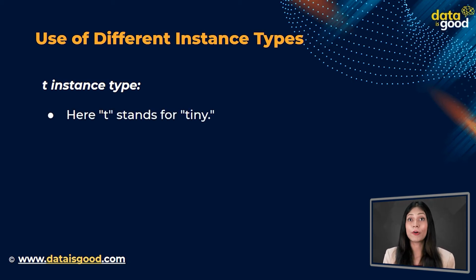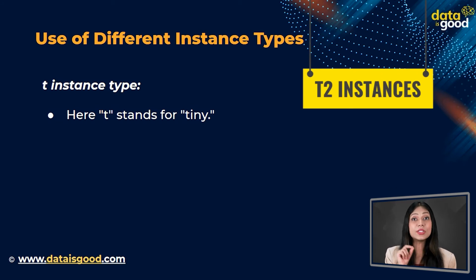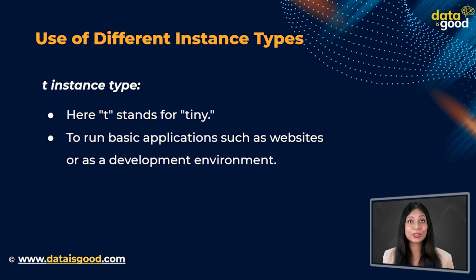Here, T stands for tiny. The T2 instances are used for common use, which means they can be used to run basic applications such as websites or as a development environment. Although it is a less expensive option within the AWS EC2 family, one should keep in mind that the T2 instances cannot be used for tasks that require more compute or memory.